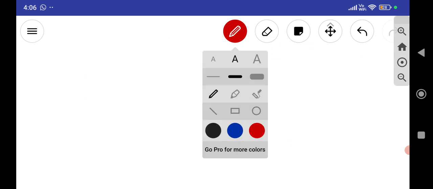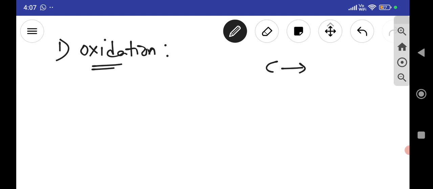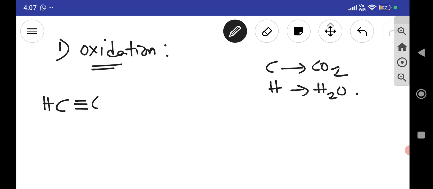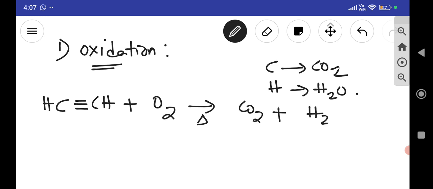Next, what are the chemical properties? So chemical properties, first one, oxidation of ethyne. You know very well what is meant by oxidation. In the presence of oxygen, if you heat the hydrocarbon, carbon gets converted into CO2 and hydrogen will convert into H2O. This is an exothermic reaction. Now take CH triple bond CH plus O2. You are heating this, so the product will definitely be carbon dioxide and water.